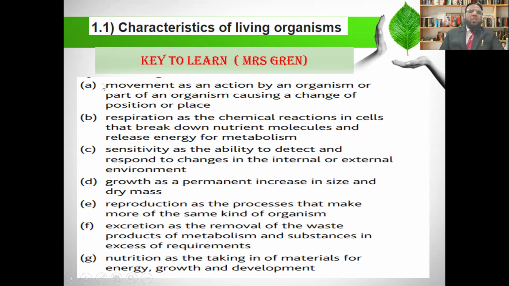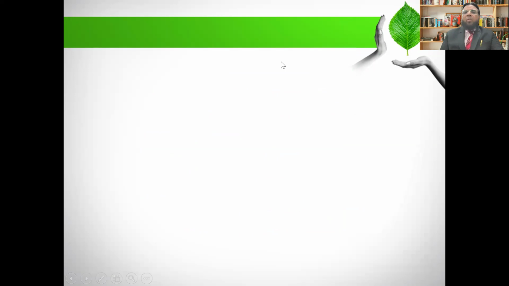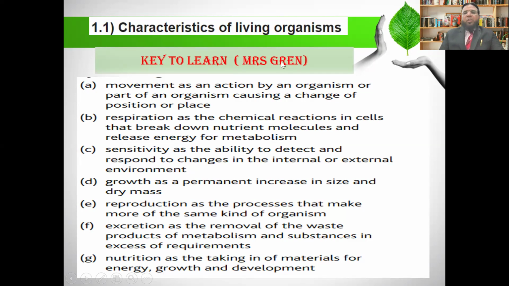Okay, if you just want to learn these 7 characteristics of life, you have to keep one name in your mind, that is Mrs. Green. You see here on the screen, Mrs. Green. M for movement, R for respiration, S for sensitivity, G for growth, R for reproduction, E for excretion, and N for nutrition. So these are the 7 characteristics of life.